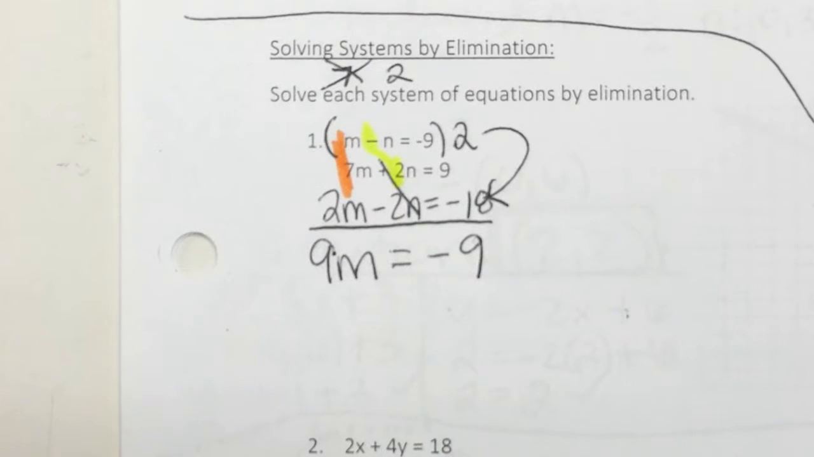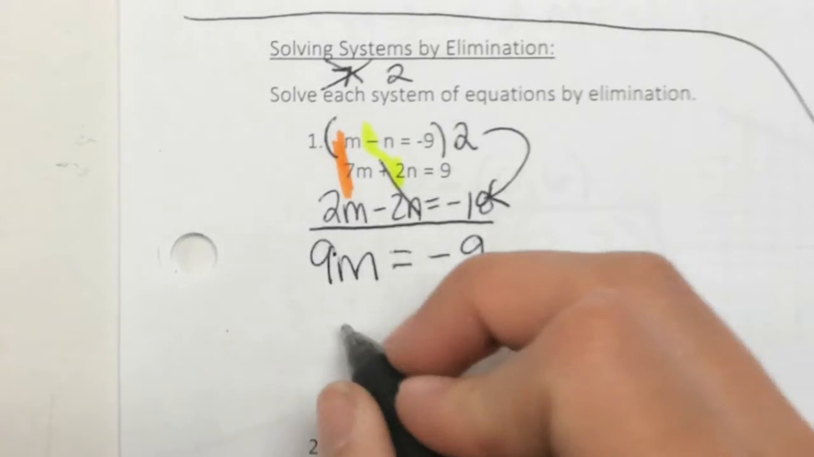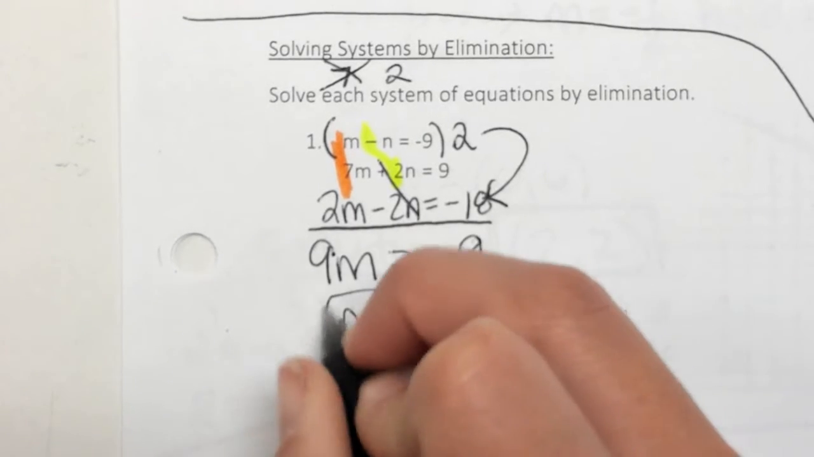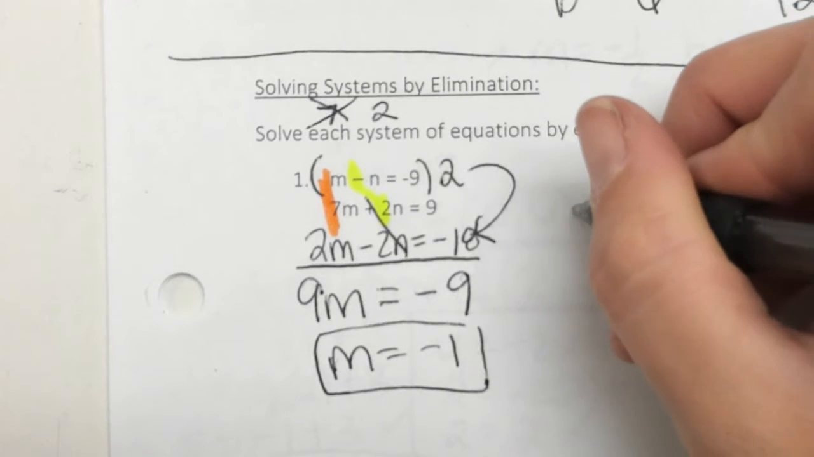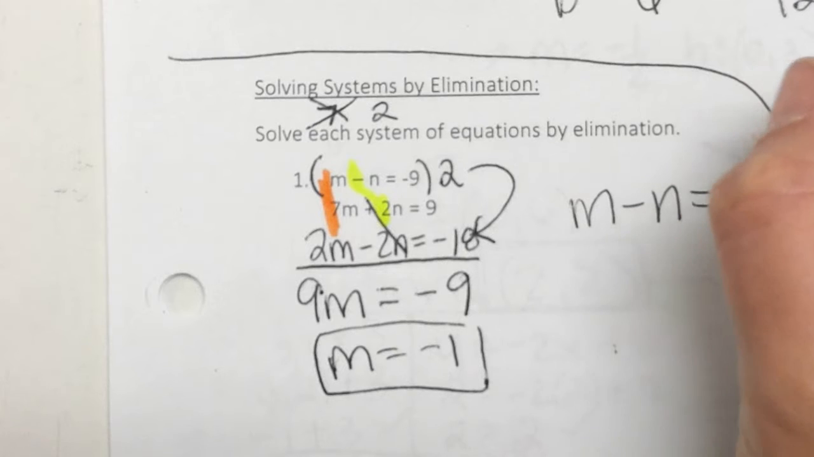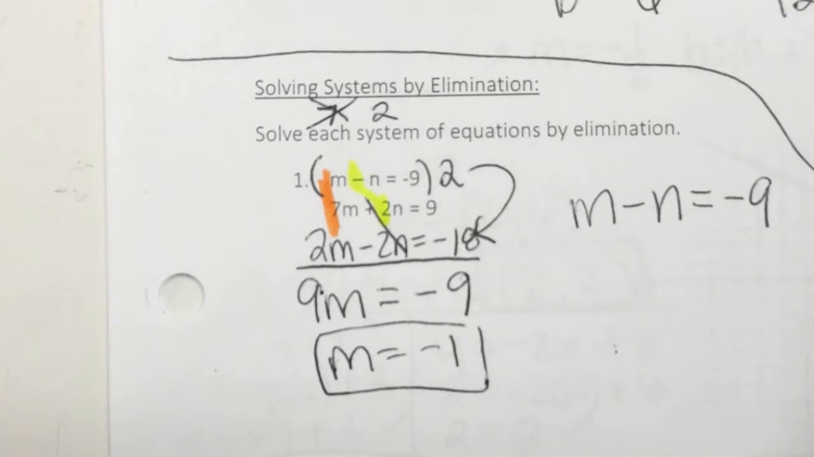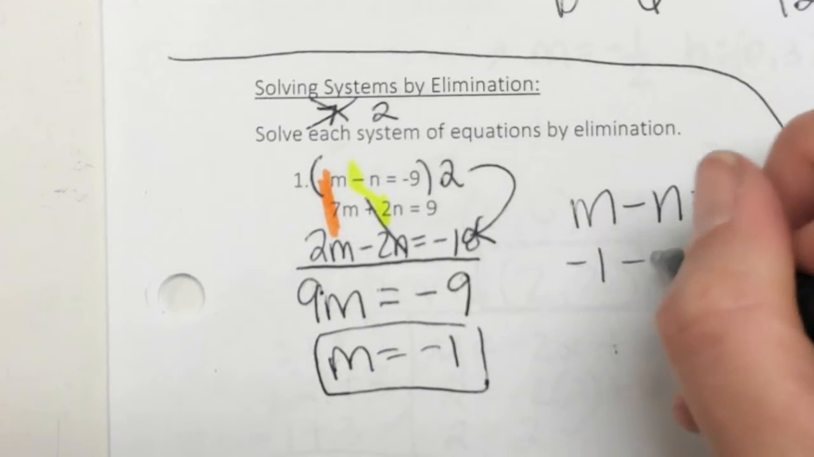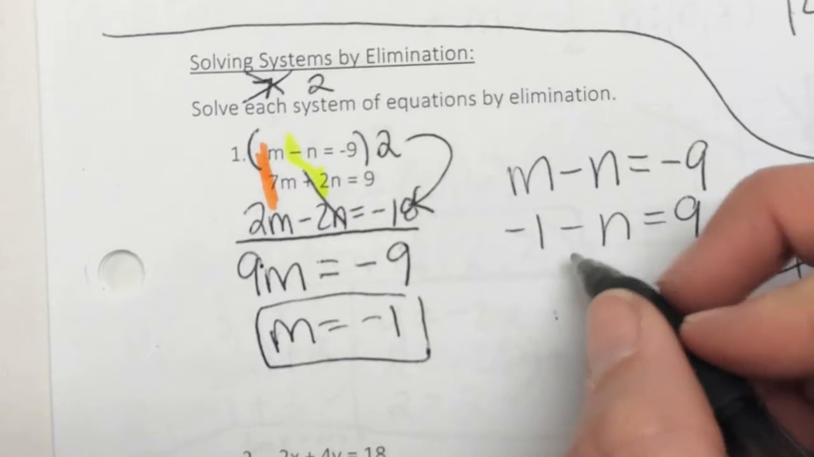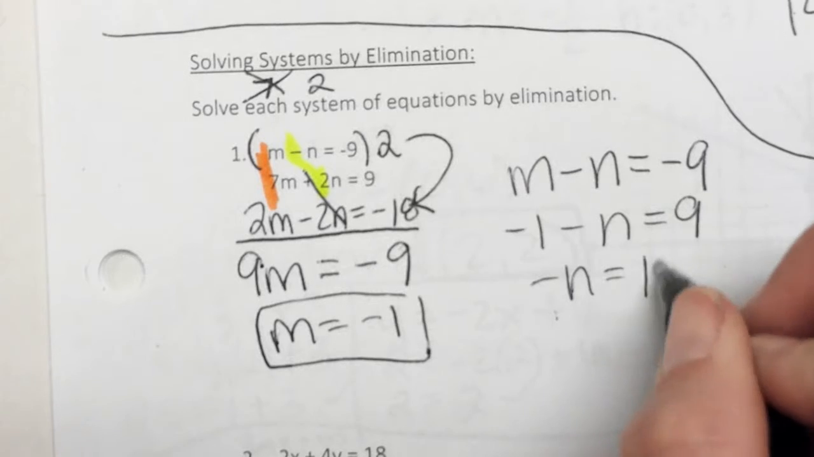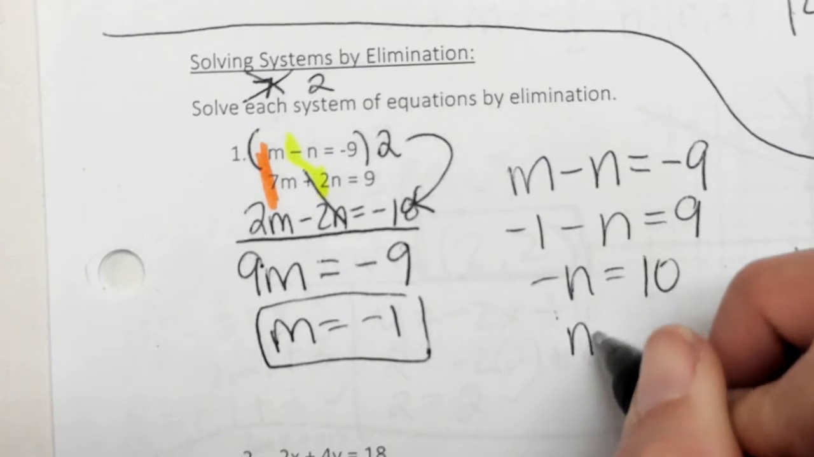So now it's really easy to solve for m. M's going to be what? Yep. And now to find n, we just plug it back into one of the originals. Which one do y'all want to do? The top one or bottom one? Top? Okay. So m minus n equals negative 9 is the top one. I'll just replace m with what? Very good. So tell me what to do from here to solve for n. Add 1 and, very good.